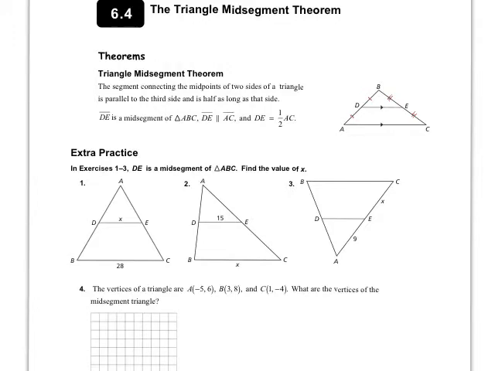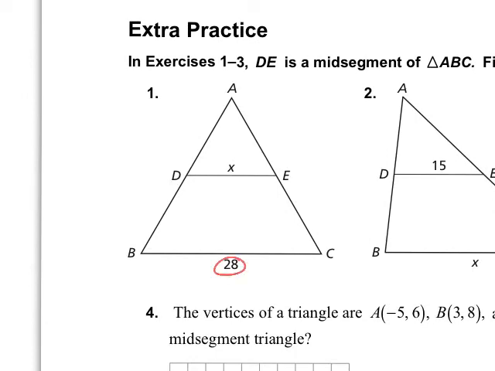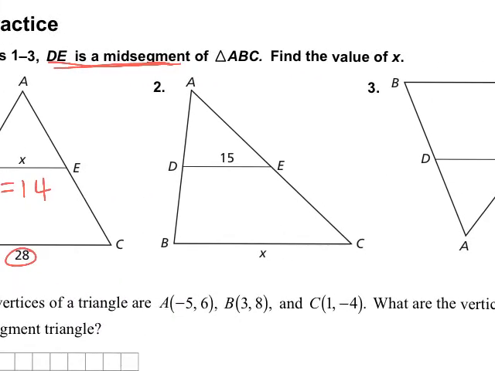Okay, so on number 1, it looks like we have the base here. Well, I guess first off it tells us DE is the mid-segment, right? So the base is 28, so that means DE, my mid-segment, would have to be half. So here I know X is going to be 14. Okay. On number 2, I'm given the mid-segment of 15, so I know the base has to be double that, so X is 30.